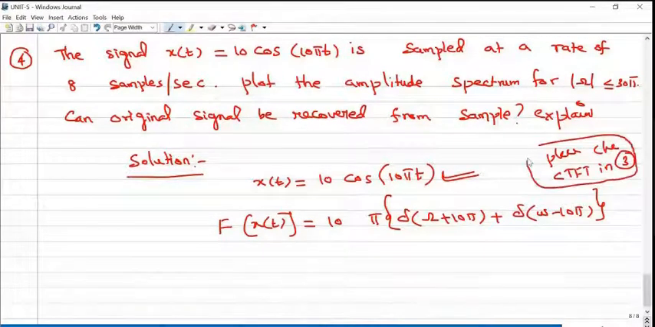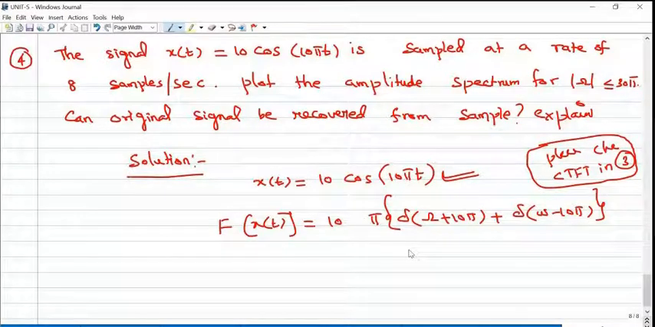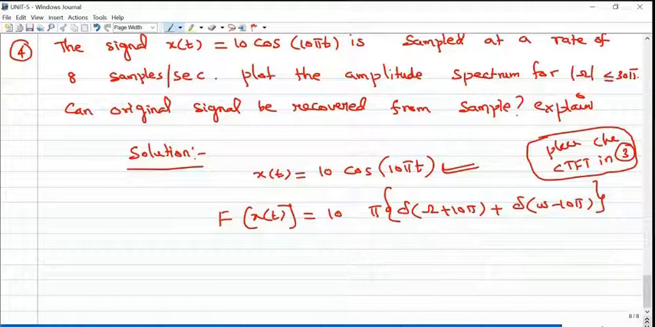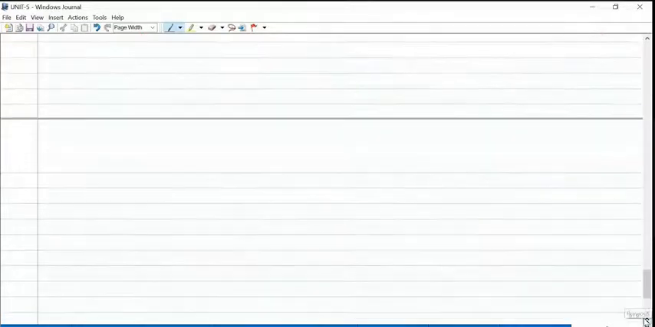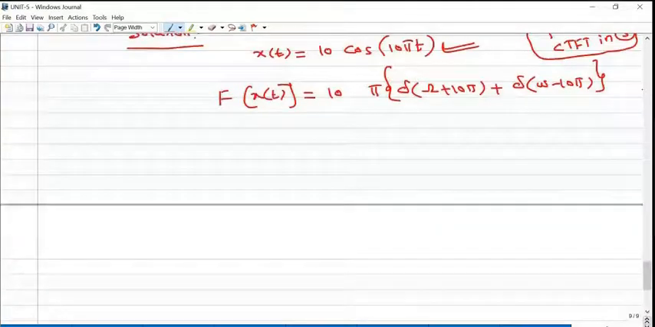Sin omega naught t gives pi times delta of omega plus 10, omega plus omega minus 10 omega. So can we draw the spectrum now? You have to remember the formula from yesterday's class.